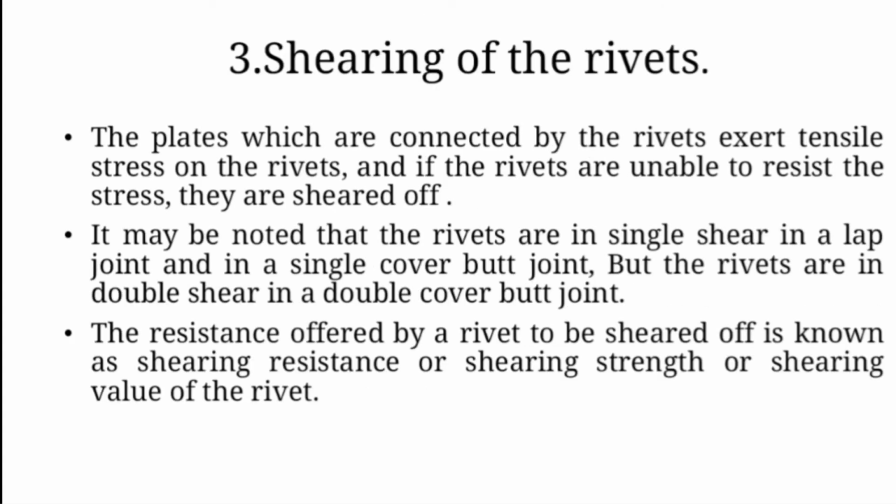Next one is shearing of the rivet. The plates which are connected by the rivets exert tensile stress on the rivets, and if the rivets are unable to resist the stress, they are sheared off. This produces the shearing. It may be noted that the rivets are in single shear in the lap joint and the single cover butt joint, but the rivets are in double shear in the double cover butt joint.